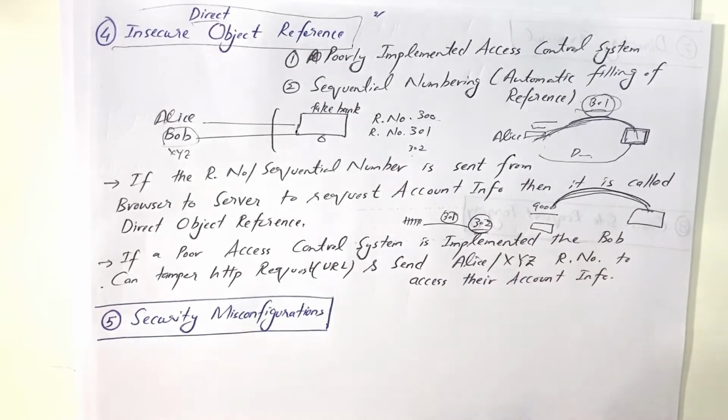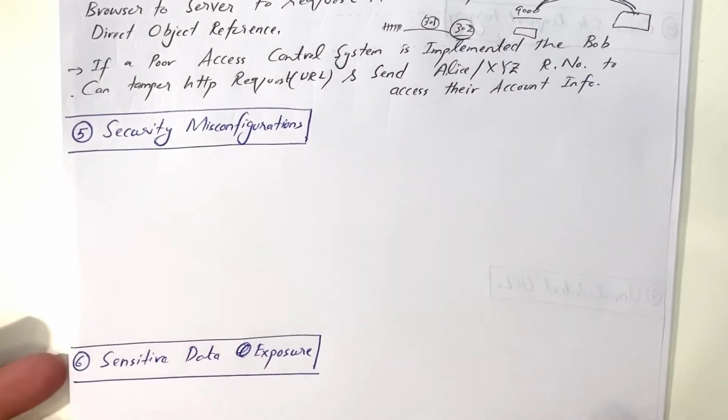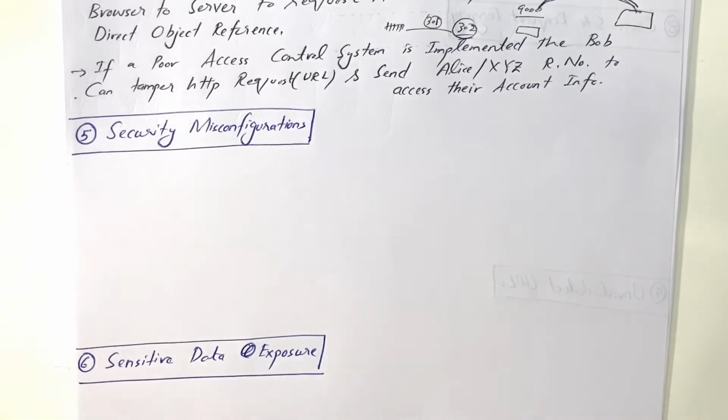This is called insecure direct object reference. The next is security misconfigurations. These vulnerabilities occur because of poorly configured technologies that are used in the development of a web application. For example, let me give you an idea.